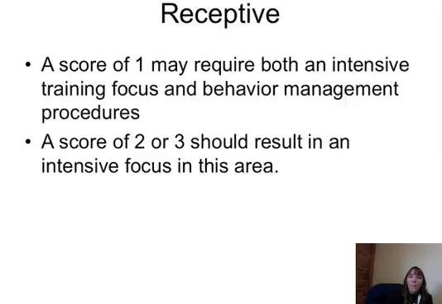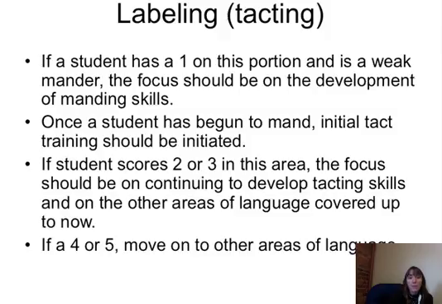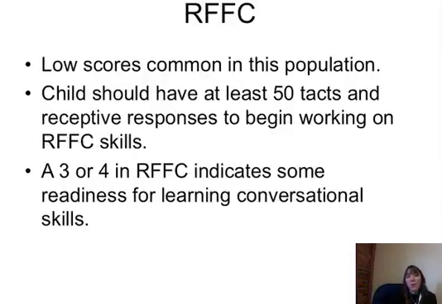A 1 might tell us in receptive that they require both intensive training and behavior management procedures, and even a 2 or 3, we've got to broadly build those receptive skills. If a student has a 1 on tacting and is a weak mander, they're saying don't worry so much about the 1 in tacting, go for manding. Once they've begun to mand, you can do initial tact training. A 2 or 3, you still want to be doing a lot of tacting as well as other language areas.